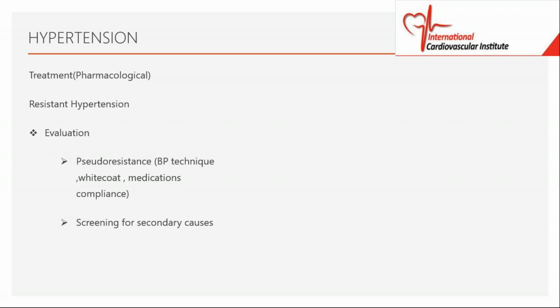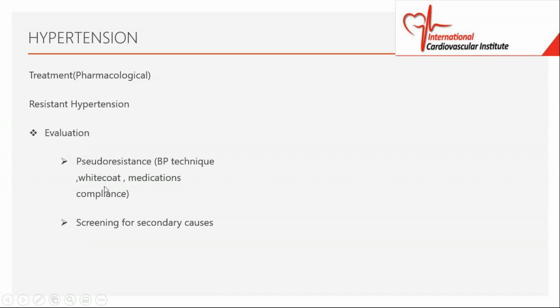The reason why we spent a lot of time on the first 2 lectures is because you don't want to have a pseudo-resistant hypertension. You have to make sure that you check the blood pressure properly. You have to know what white coat hypertension is, and you have to evaluate the patient for these things. Make sure the patient is taking their medications properly. Some patients will tell you that they're taking the medicine, but for whatever reason, they're not taking it properly. So you have to sit down with the patient and do a thorough history and evaluation.